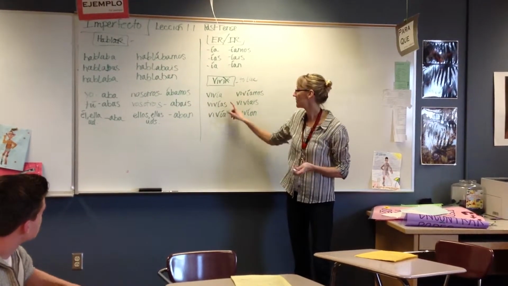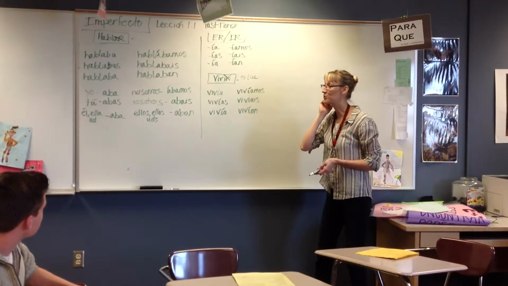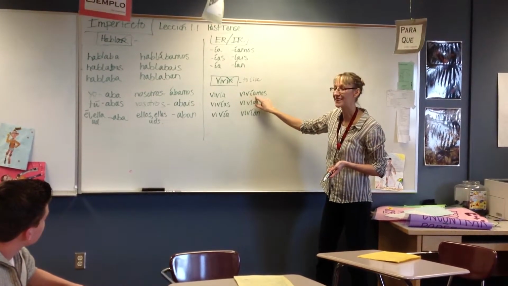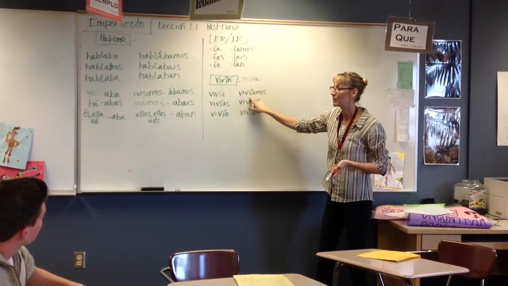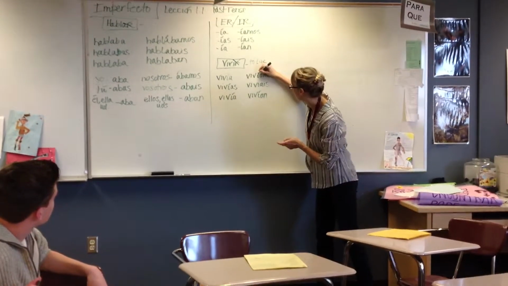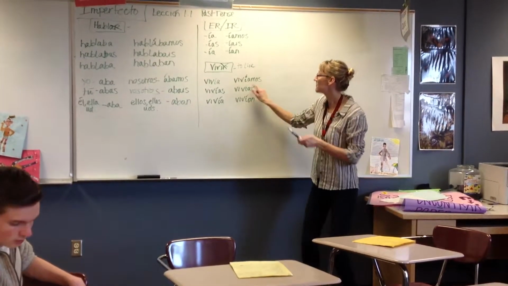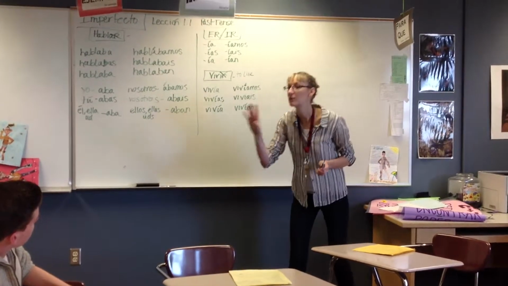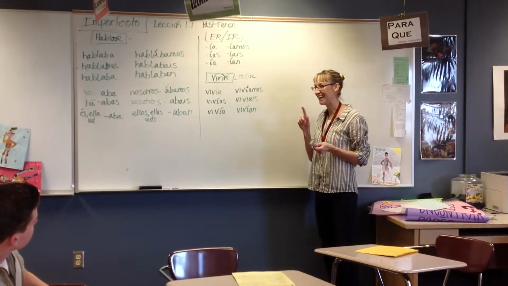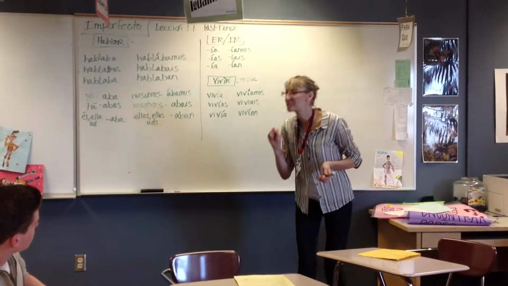Vivía. Vivías. Vivía. Vivíamos. Escucha. Is it vivíamos or vivíamos? The acento is clearly over the E, so that's where you need to put that emphasis. Vivíamos. Repite, vivíamos. There you go. Not the A. It's not vivíamos, it's vivíamos. Okay, mejor.